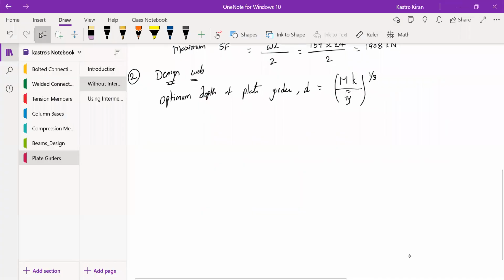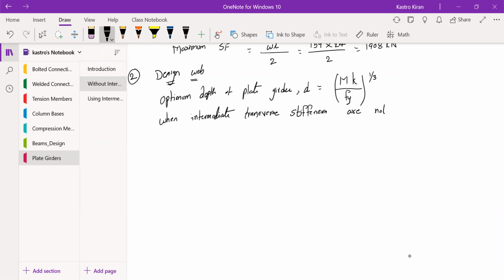So when intermediate transverse stiffeners are not provided, the value of d by tw must be less than or equal to 200 epsilon, which is indirectly 200 because the epsilon value is 1. And this is for serviceability criteria.